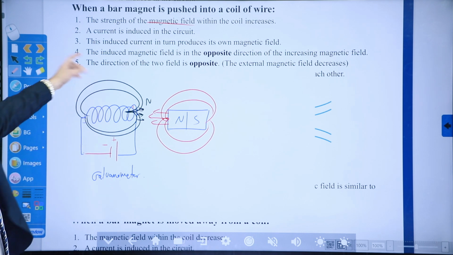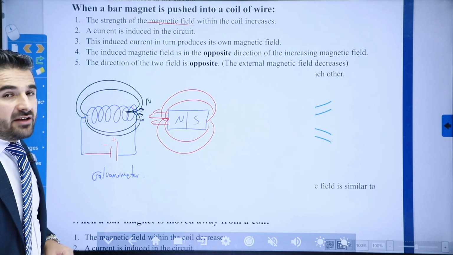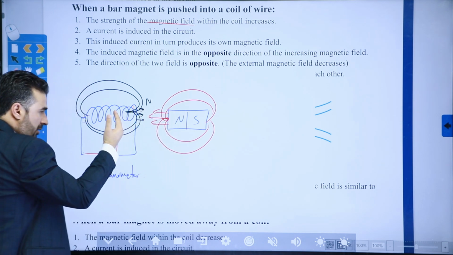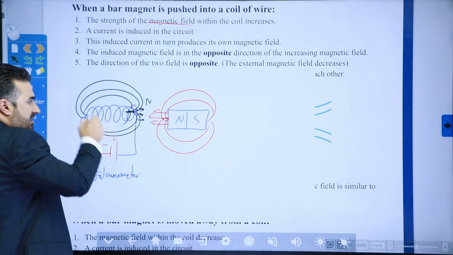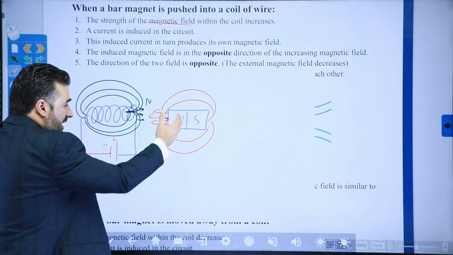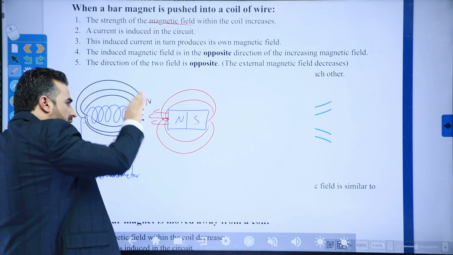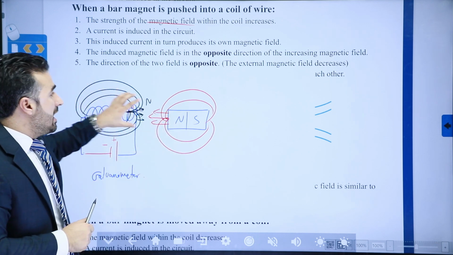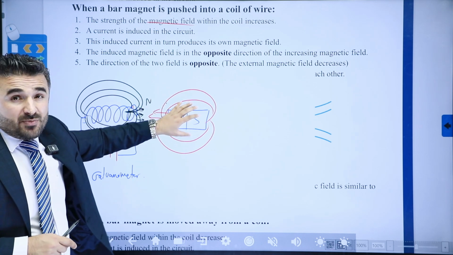What is next? The induced magnetic field is opposite in direction to the increasing magnetic field. So this magnetic field is still trying to come closer and closer, but this one is also trying to increase in strength. The closer this one gets, the more this one becomes, so the more the opposition. Now these two will oppose one another, so the induced magnetic field opposes the change in the magnet's magnetic field.